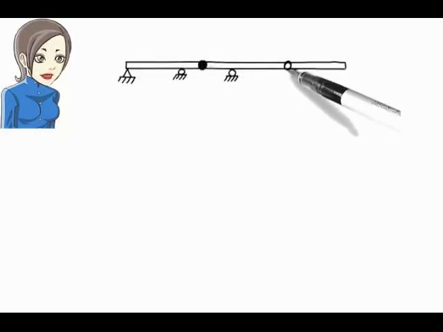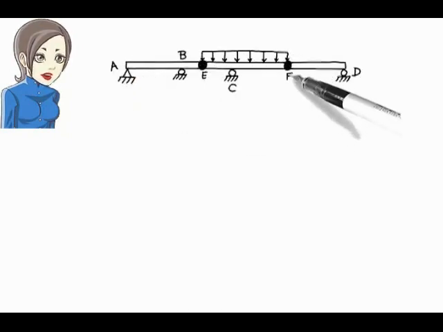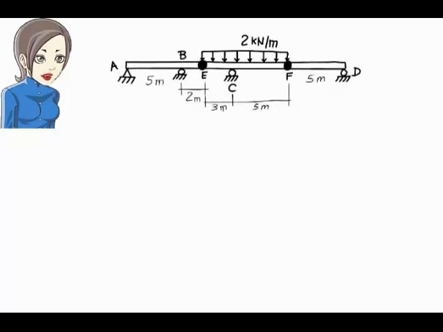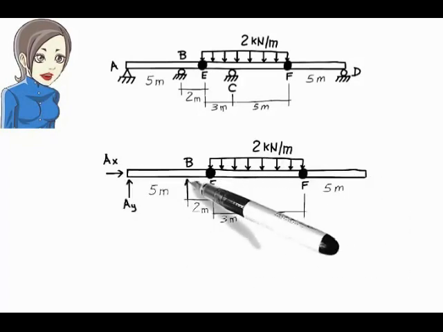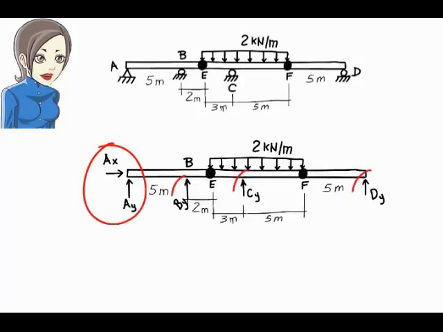What happens if the beam has multiple internal hinges? How do we analyze such a beam? Here is a beam with 2 internal hinges. The beam rests on 4 supports, a pin support, and 3 roller supports. The number of support reactions, therefore, is 5. We have 2 reactions at the pin support and 1 reaction at each roller support.